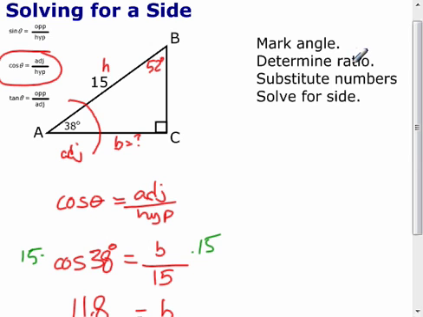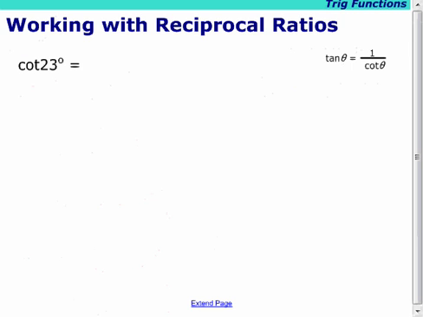Mark my angle, determine which of those three ratios I should use, plug in my numbers, and then solve for the side. Now sometimes I have to deal with reciprocal ratios. Since those aren't on my calculator, I need some strategies to deal with how I would do these. Now, one of the things I know is that tan is equal to 1 over cot, or cotan is equal to 1 over tan theta.